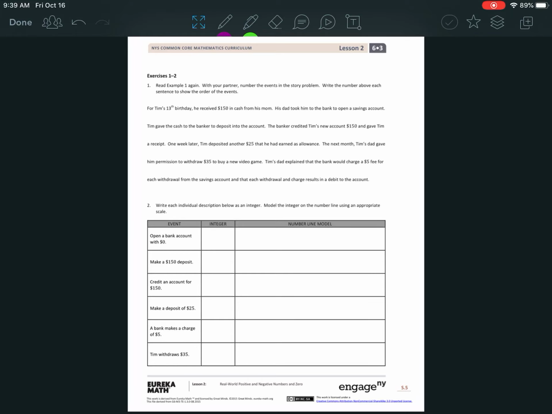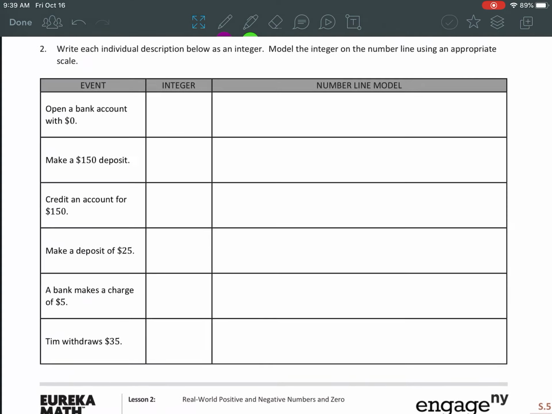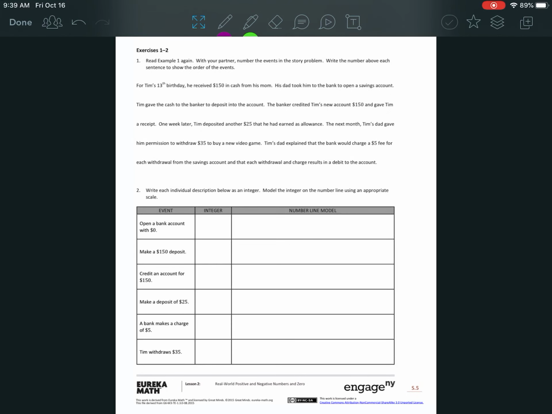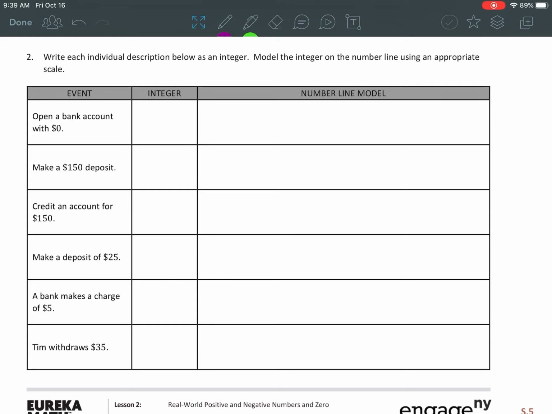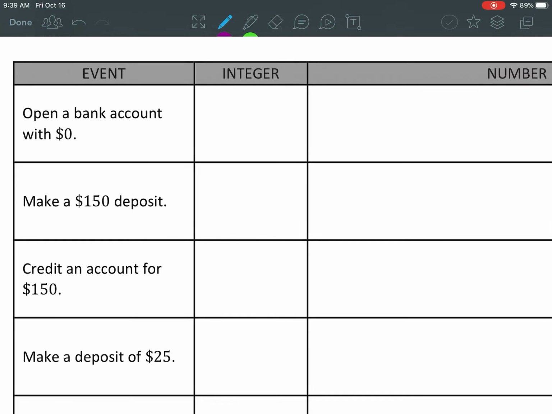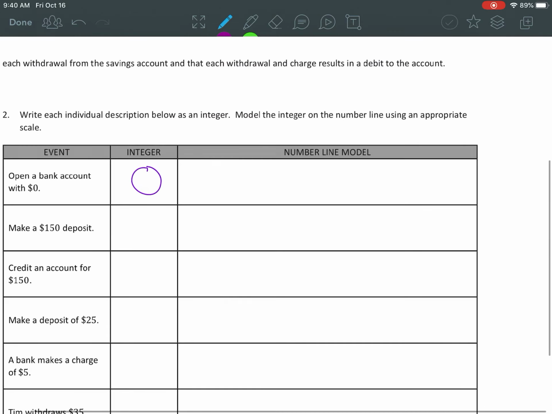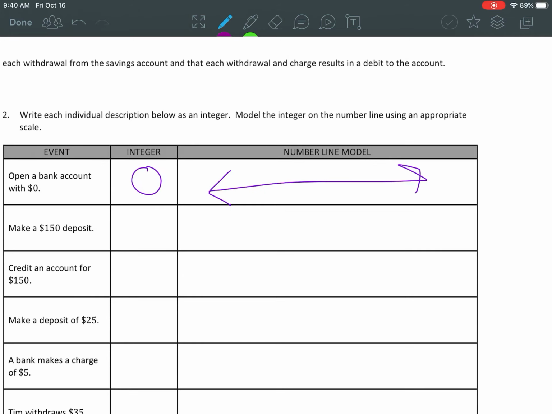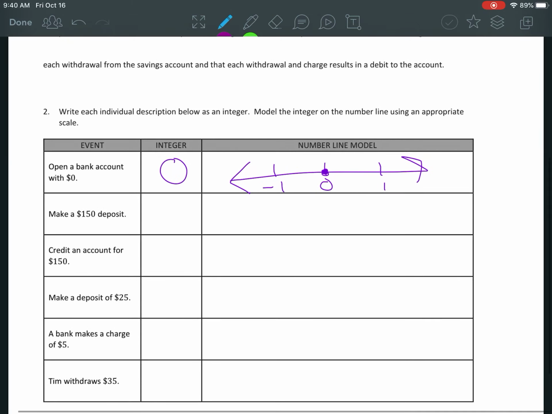Okay, so we pretty much did number 1 on that page. Write each individual description below as an integer. So remember, an integer is a positive or negative number, and model it on a number line using an appropriate scale. So opening a bank account was $0. So our integer would be 0. And our scale, I could just do counting by ones. I'll put a dot on 0.